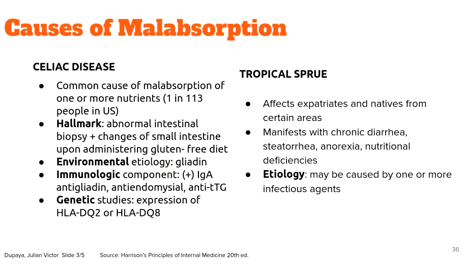Next would be tropical sprue. It usually affects expatriates and natives from certain areas. The clinical manifestations are chronic diarrhea, steatorrhea, anorexia, and nutritional deficiencies. The etiology is usually one or more infectious agents such as Klebsiella pneumoniae, Enterobacter cloacae, and Escherichia coli.